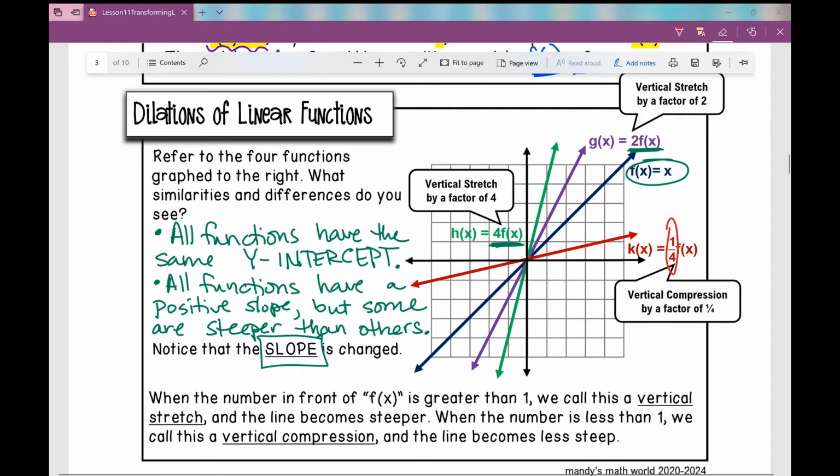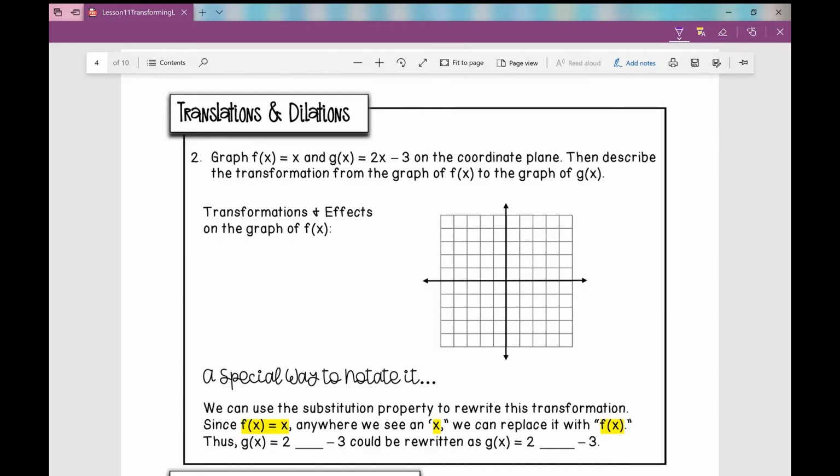Okay. Now let's talk about translations and dilations on the same coordinate plane. Here's an example of multiple transformations on the same coordinate plane, specifically a translation and a dilation. So this example says to graph f of x equals x, which is our parent linear function, and g of x equals 2x minus 3 on the coordinate plane below. Then we'll look at what's going on here. So we've got f of x equals x, which is our parent linear function, goes to the origin, slope is 1, up 1 over 1. And it's going to look just like this. So that's f of x.